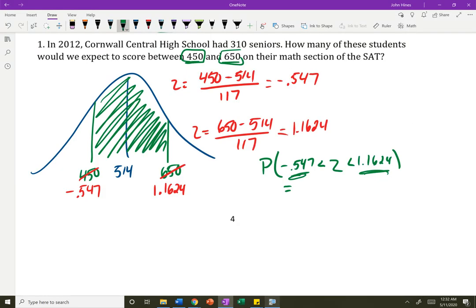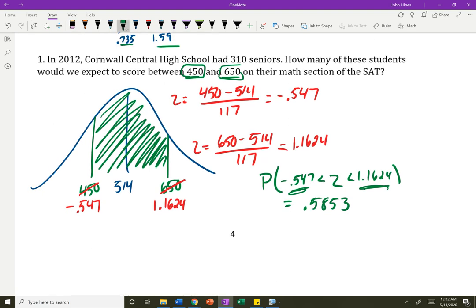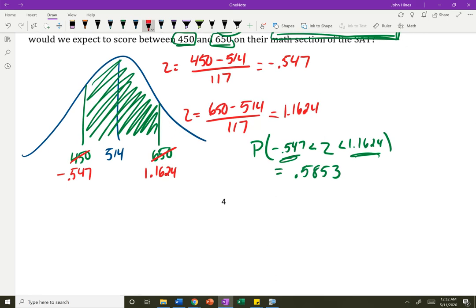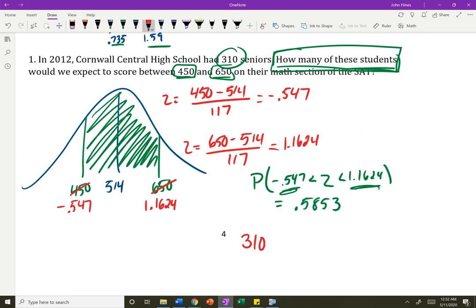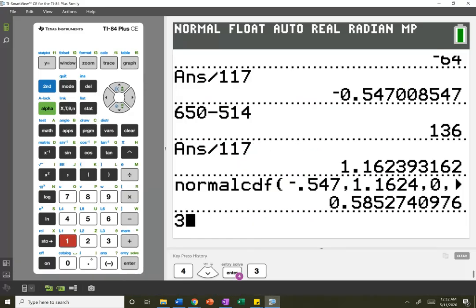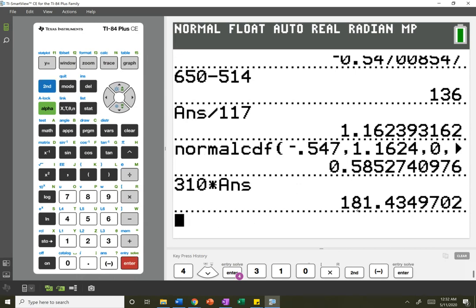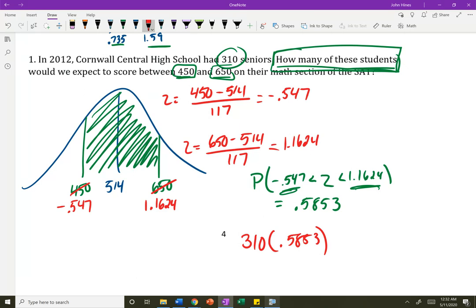0.5853. But that's not what the question was asking. The question was asking how many of these students. Well, I know what percent, 58.5% of them, of the 310. So notice I have one extra step here. How many of those kids? Well, it's 310 times 0.5853. So I need to do 310 times that probability to see how many kids. 181-ish, approximately 181 students.